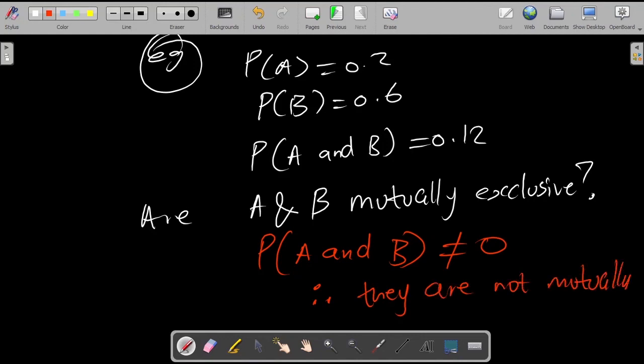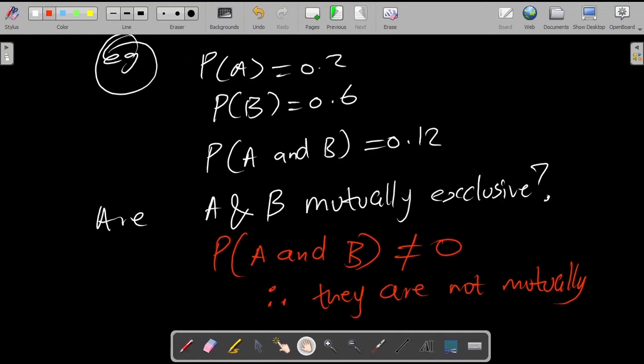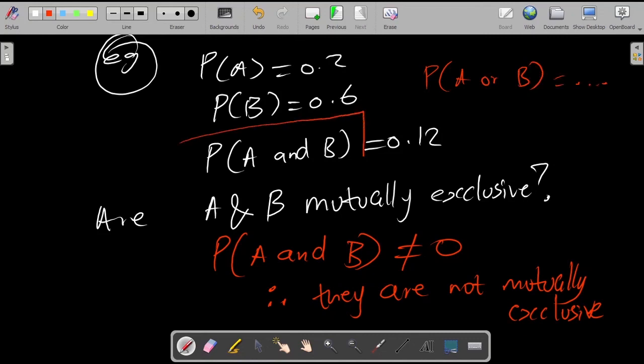So you don't even have to calculate anything. You don't even have to do much. You just have to look at the information that you have. And if perhaps you are given this value, and you found that the probability of A and B was not equal to 0, then you'd make the same conclusion.